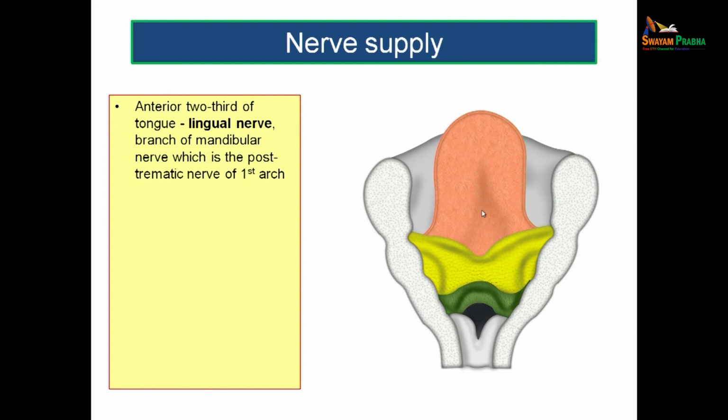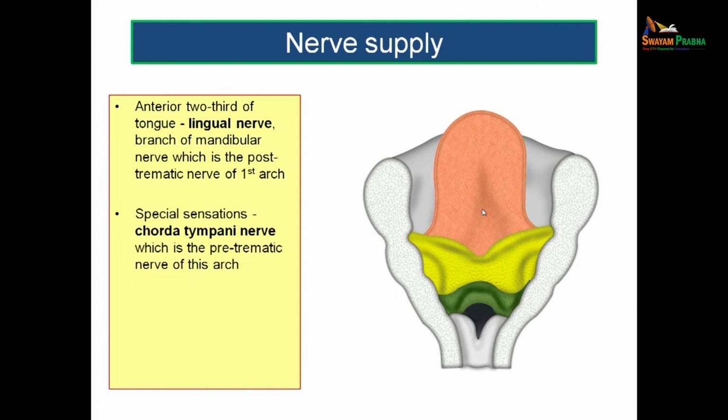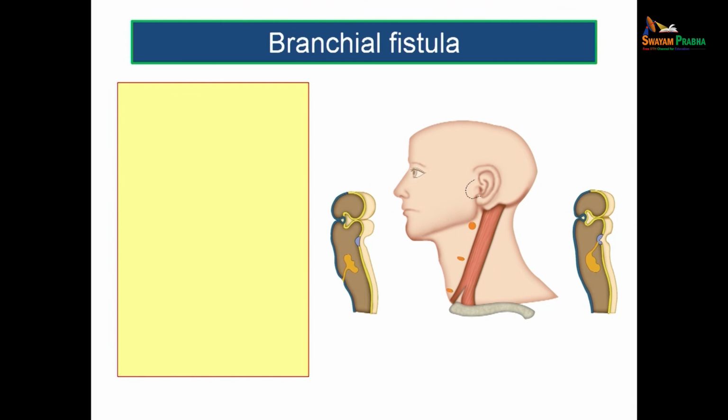Now it's again the same thing. The anterior two-third of the tongue is supplied by the lingual nerve, which is a branch of mandibular nerve. That lingual nerve is actually the post-trematic nerve, whereas the chorda tympani nerve, which is a nerve of taste, is actually the pre-trematic nerve. So only the first arch is having the post-trematic as well as pre-trematic nerve.